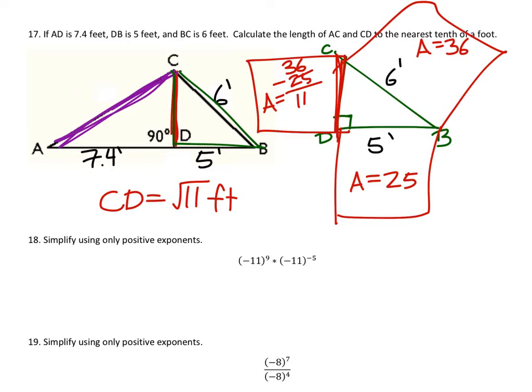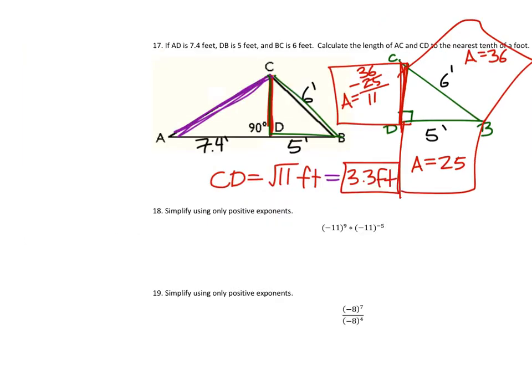Oh, it did say to round to the nearest tenth of a foot, so let's fix that. Square root of 11, as a decimal rounded to the nearest tenth, is 3.3 feet. All right, let's do CD then. I'm sorry, AC. I'm going to take this triangle and move it over here as well. Let's label it.